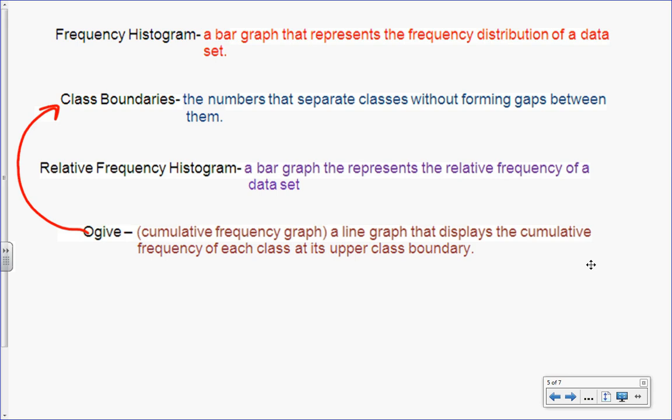All right. So those are our options. Definitions are great, but I think a lot of us are visual learners, so that's what that second page is for. We're going to take a look at those and try to figure out, of the ones we have here, is it a frequency histogram? Is it a relative frequency histogram? Or is it an ogive?